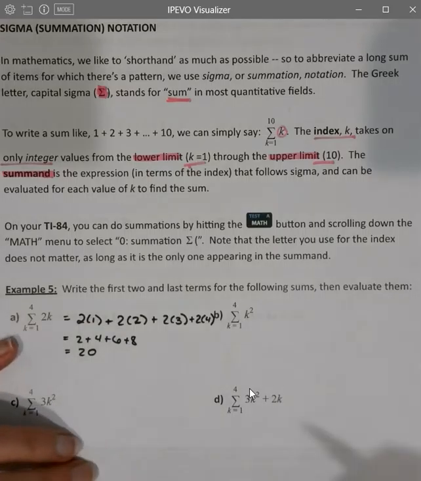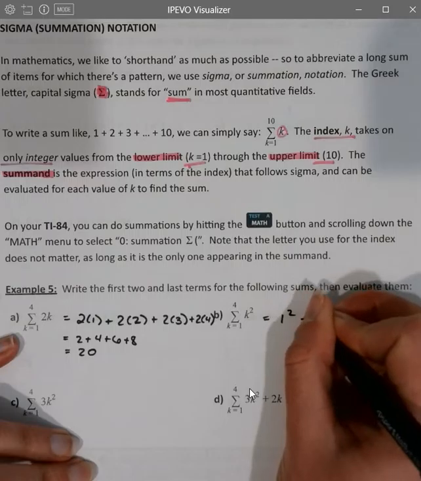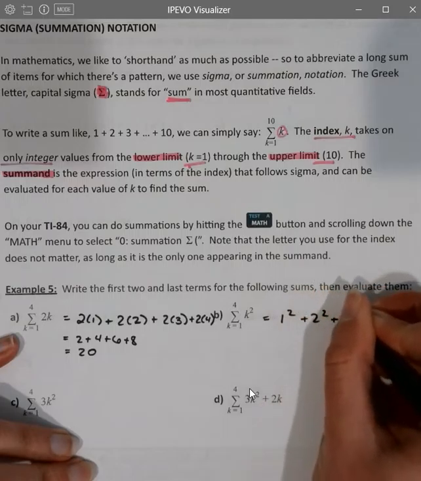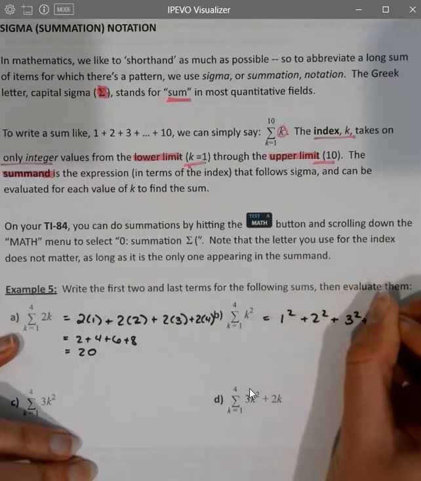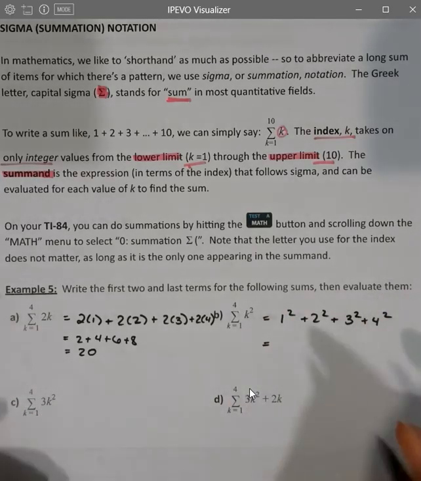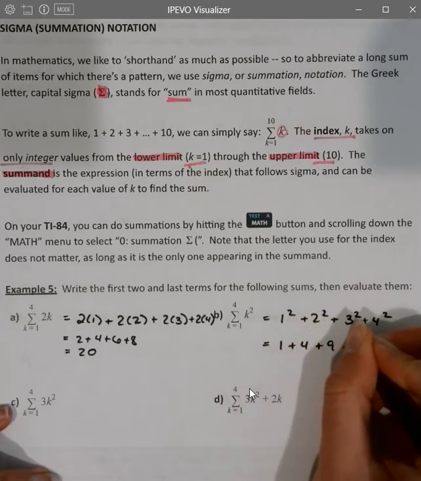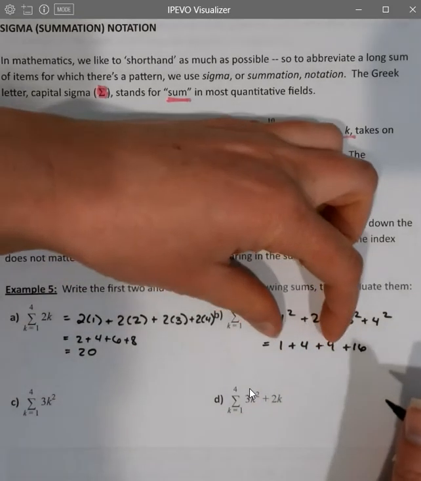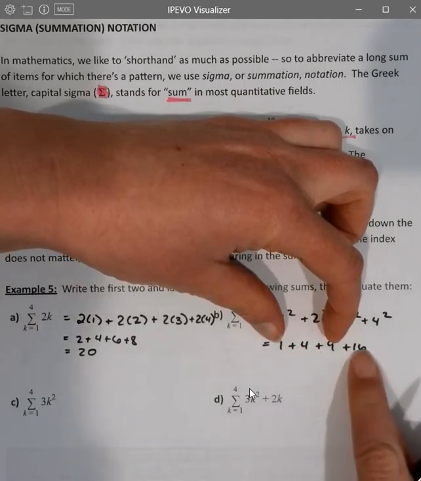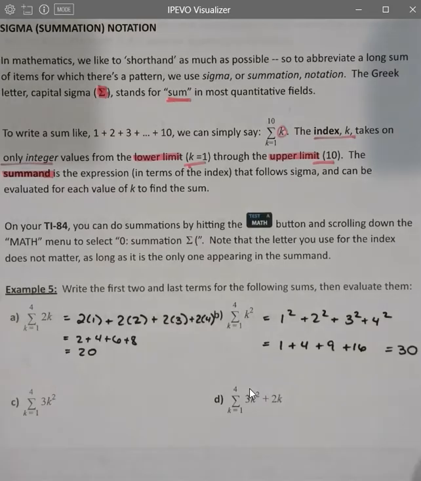This one's k squared. Only 4 terms again, so I'm adding up 1 squared plus 2 squared plus 3 squared plus 4 squared. If I tried this by hand, I'm adding 1 plus 4 plus 9 plus 16. That's 10 plus 20. That should be 30. And verify.